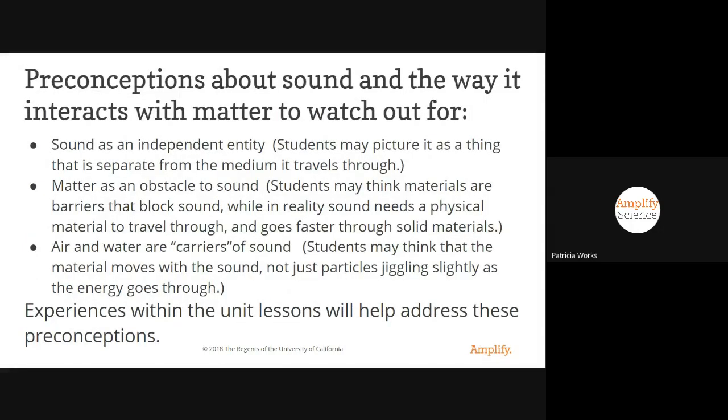And here are the different preconceptions about sound that you might watch out for. One idea is that sometimes students may think of sound as being an independent entity. They may picture sound as being a thing rather than energy, and they may think that it is a thing that is somewhat separate from the medium it travels through. Another preconception may be that matter is an obstacle to sound. They may think that materials are barriers that block sound, while in reality, sound needs a physical material to travel through, and it goes faster through solid materials.